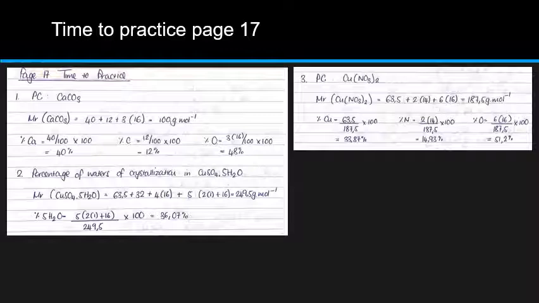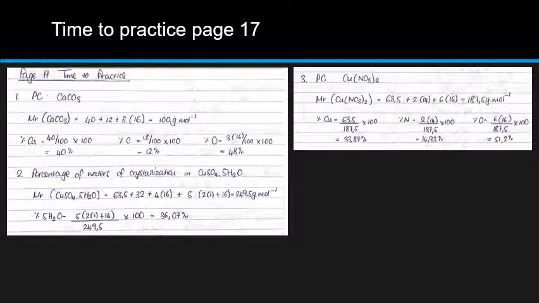Question 2, as I said before, that abbreviation or notation just means that for every molecule of copper sulfate, you are going to have 5 molecules of water. So it's asking here, find the percentage of waters of crystallization in your copper sulfate with 5 molecules of water. We haven't done this yet. I'm not going to go into how this works. I just want you to see that it's asking for the water percentage composition. It's not asking for the copper whatsoever.